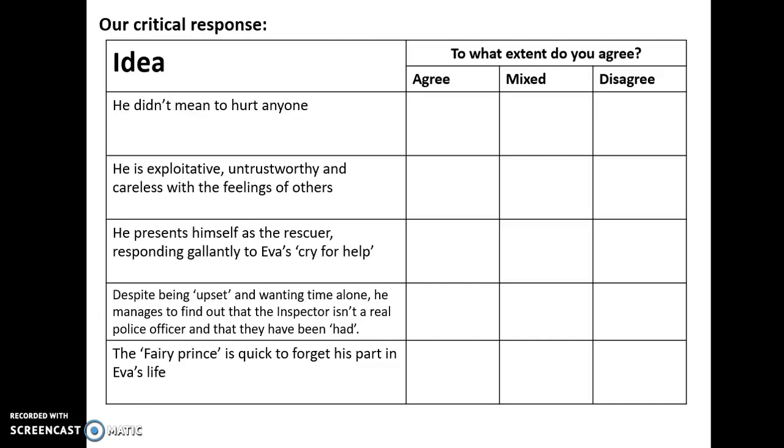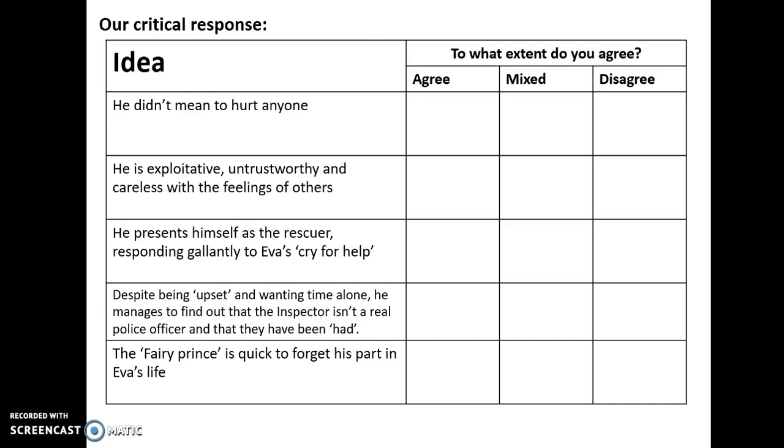So the fact that Gerald didn't mean to hurt anyone, didn't mean to hurt Eva, didn't mean to hurt anybody. Do we agree? Do we disagree? Or are we mixed? Think about your response to that question and why you feel that way. Pause the slide if it helps you to take a moment to think: did Gerald mean to hurt anyone or not?